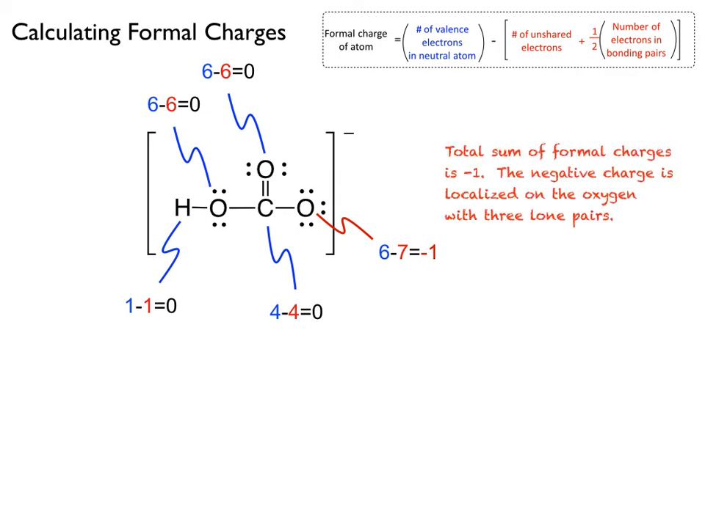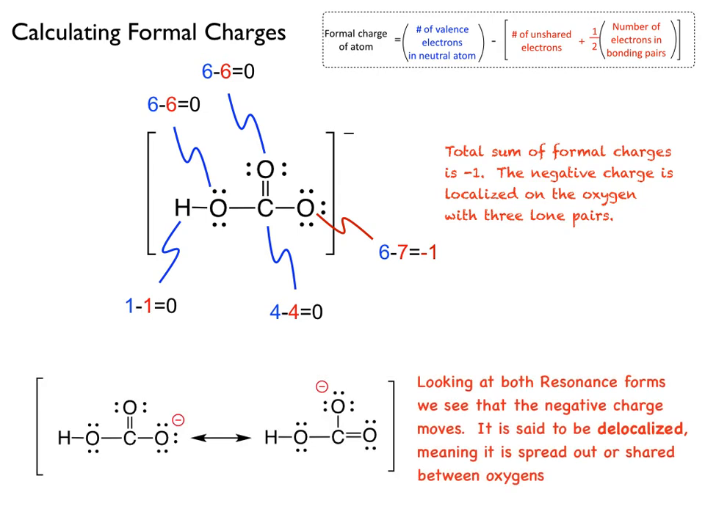Also take note, the other thing to remember about formal charges is that the sum of all of our formal charges has to equal the charge of the molecule or ion. Our bicarbonate structure has a total charge of -1. If we add up all of our formal charges, we get -1.